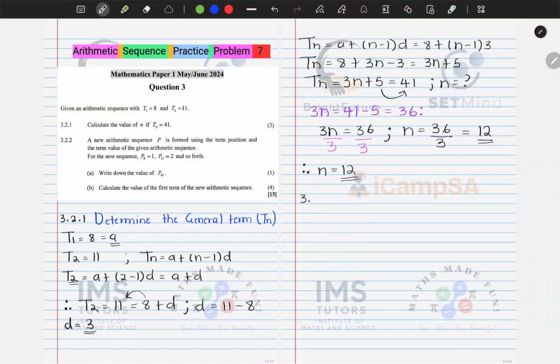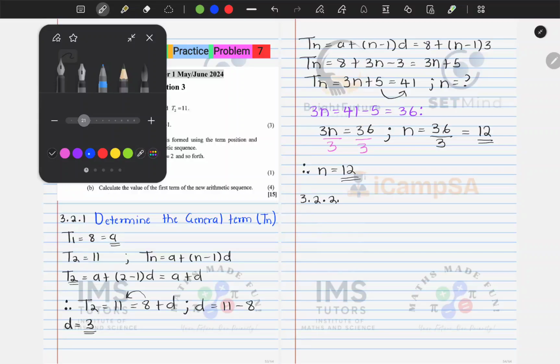So let's go to the next question, 3.2.2. So we are told a new arithmetic sequence P is formed using the term position and the term value of the given arithmetic sequence. So for the new sequence, P8 is 1, we are told, and P11 is 2, and so forth. Then we are now asked to determine P41.